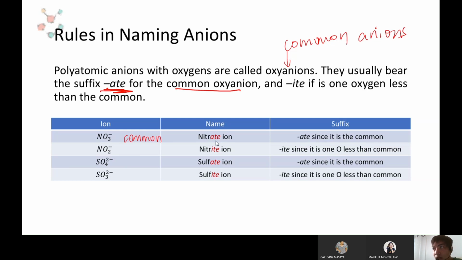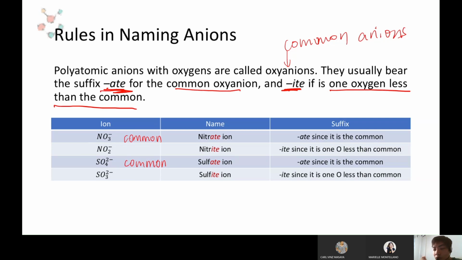instead of using "ate", we will use the suffix "ite". So, you will use the suffix "ite" if it is 1 oxygen less than the common. So instead of naming this as nitrate, we name this instead as nitrite. Nitrite, "ite". Okay, so ito, between the two, another example, sabi nila, ang common daw ay ito.